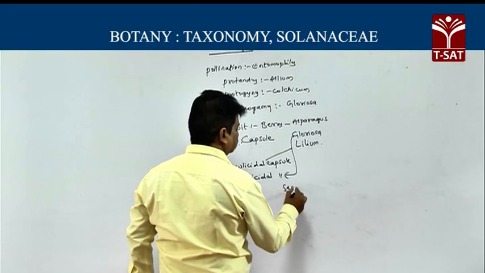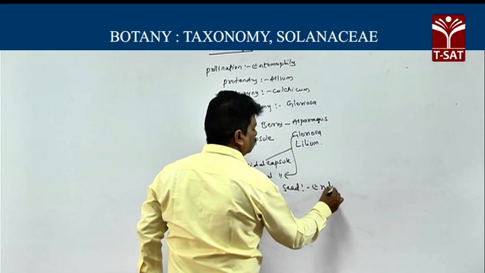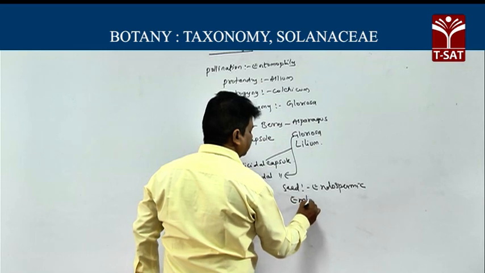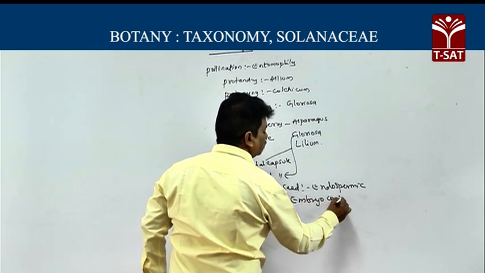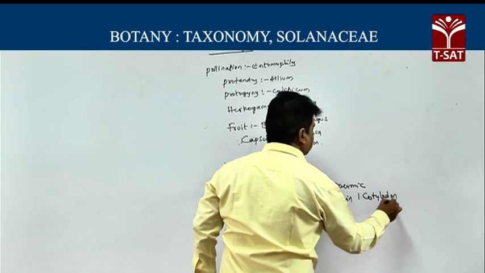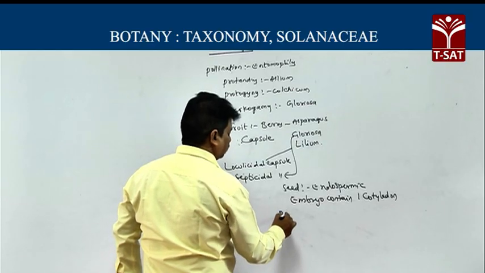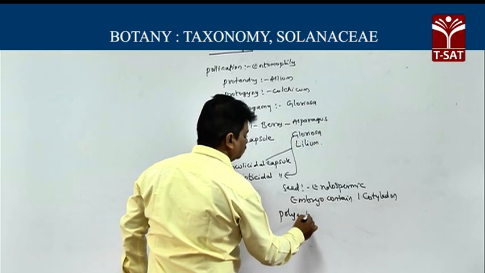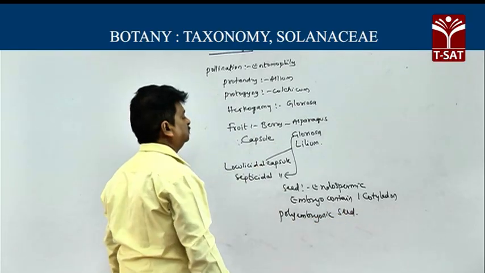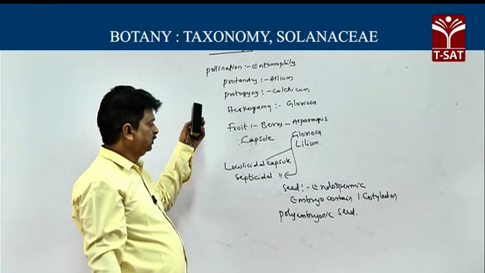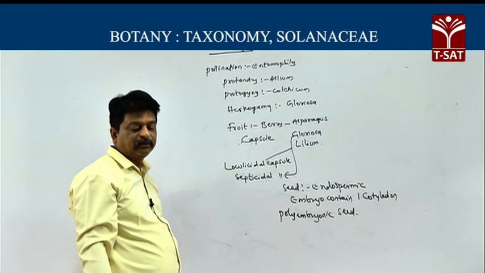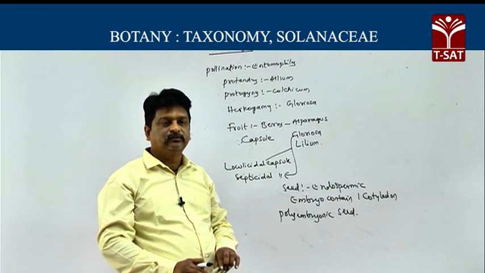The next one, seed. Seed is endospermic, it is monocot family. Seed is endospermic. Embryo contains single cotyledon, one cotyledon embryo. Then allium, that seed is polyembryonic. Polyembryonic seed. These are characters of Liliaceae.